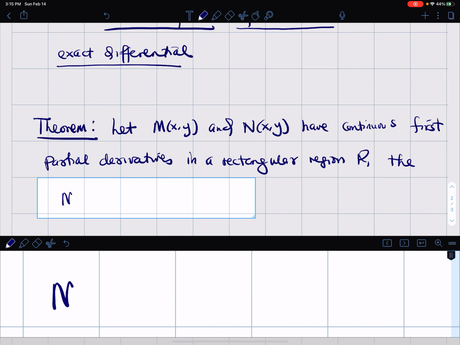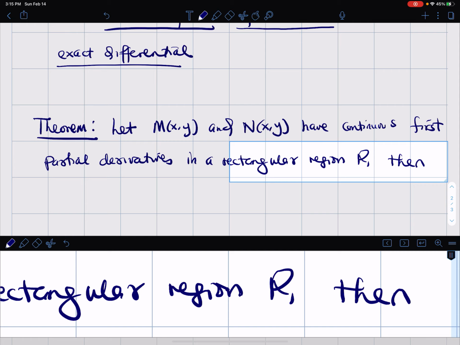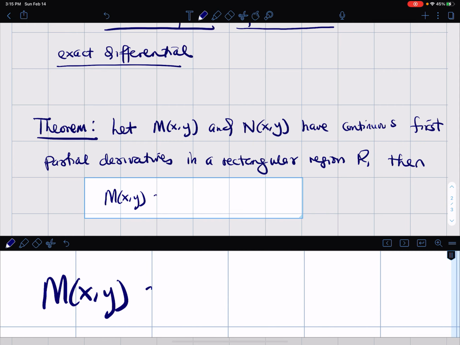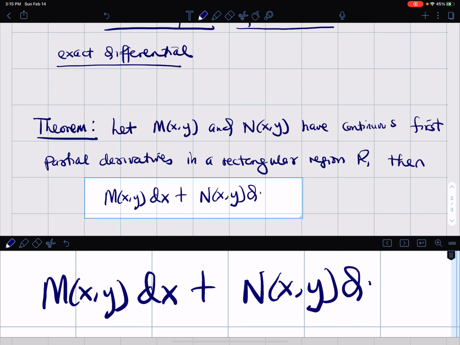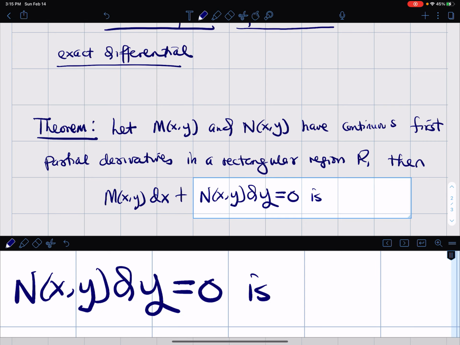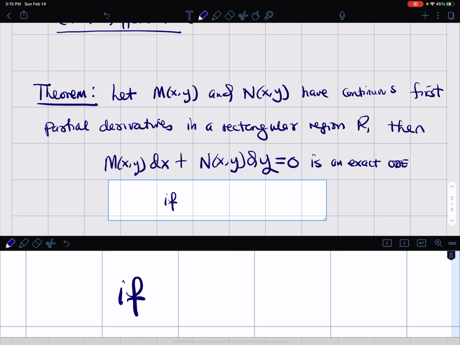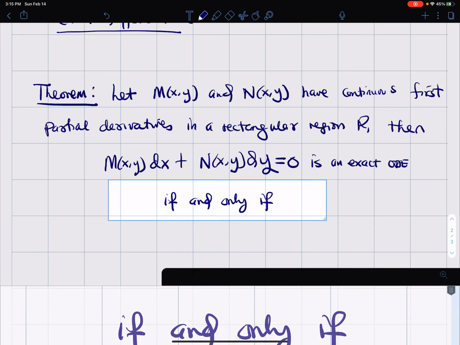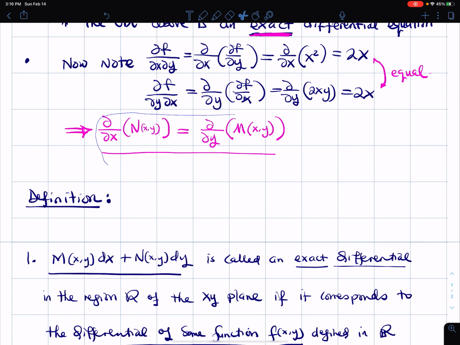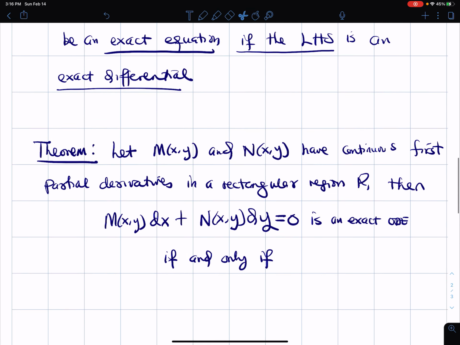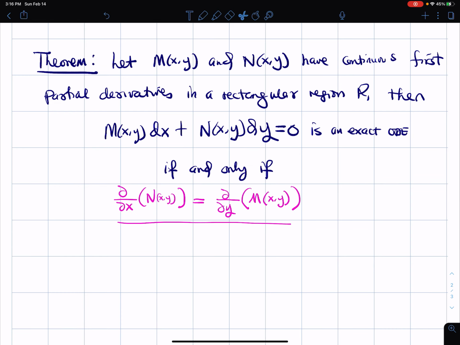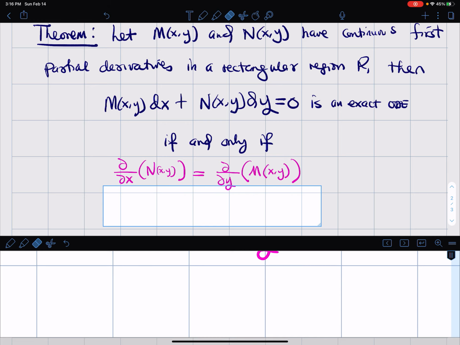Then the differential equation M(x,y) dx plus N(x,y) dy equal to 0 is an exact ODE if and only if this is true: if and only if dN/dx is equal to dM/dy. That's how you check. Okay?